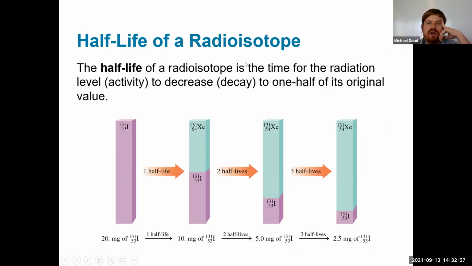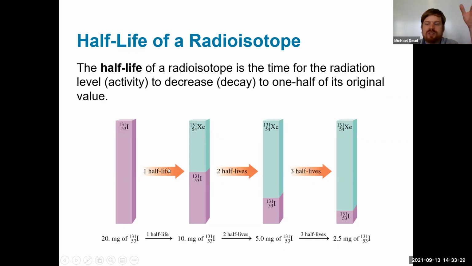The half-life of a radioisotope is constant, and it is specifically the time that it takes for the radiation level to decrease by 1/2 of its original value. So if you start with 20 milligrams of iodine-131, after one half-life, you'll be left with 10 milligrams. After 2 half-lives, so twice the amount of time, you're left with 5.0 milligrams. In other words, half of the second number. If you wait another half-life, it reduces by half again to 2.5 milligrams.